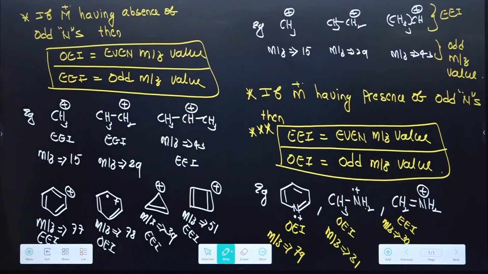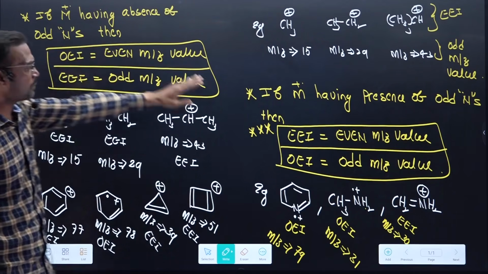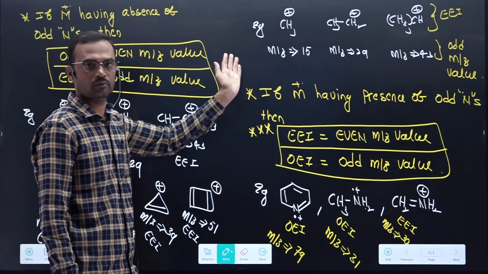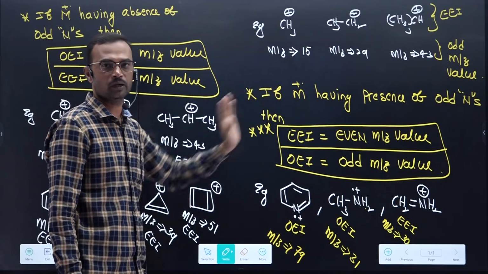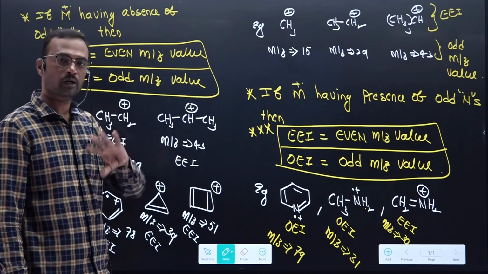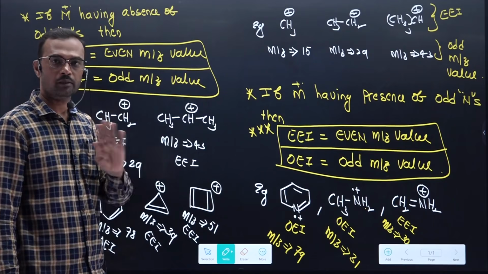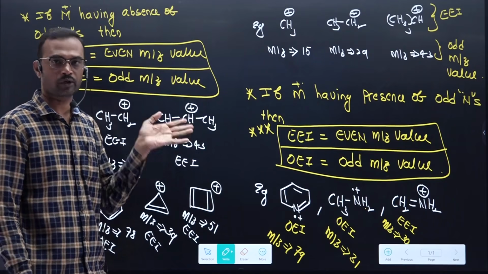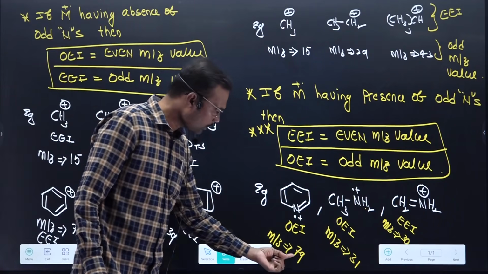Like this you can take many examples. If you remember this statement clearly, you can attempt any kind of question: what type of ion and what its m/z value is. So now play with m/z value. Every time, try to remember the m/z value and the type of ion. Both are not the same, both are different. So this is called odd m/z.